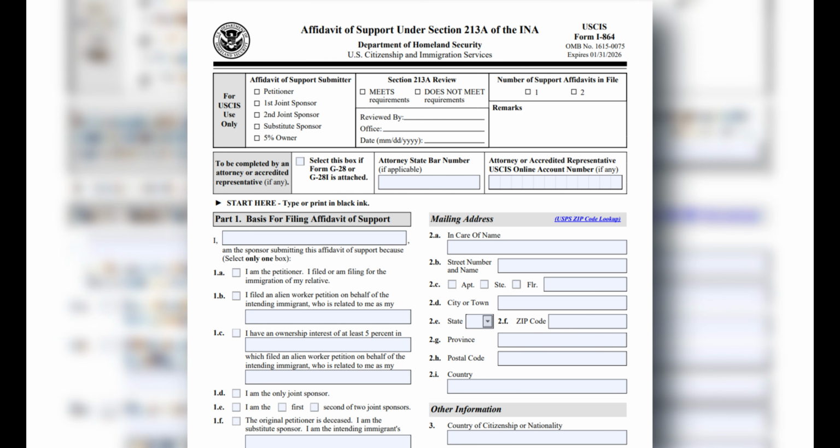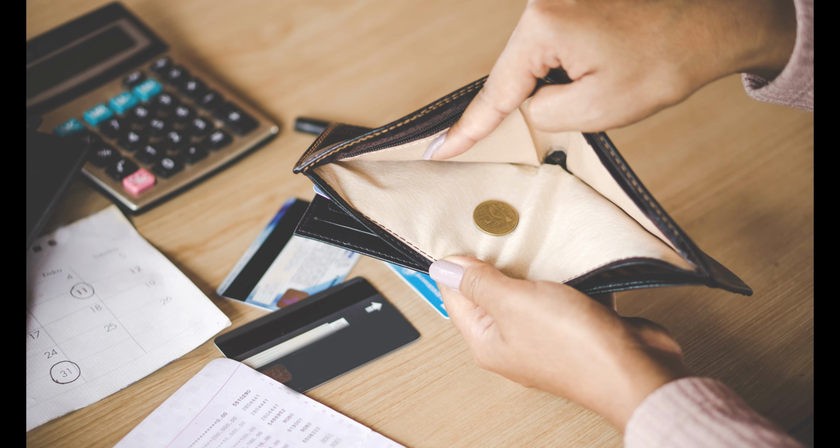Let's start with the I-864, the standard affidavit of support form. Like I mentioned in the beginning of this video, this form must be provided in most family-based green card cases, with one exception, which we will talk about at the end of this video. I-864 is completed by the petitioning sponsor, and with this form the sponsor will prove that he or she has enough income to sponsor the intending immigrants. The petitioning sponsor must file I-864 even if they don't make any money.